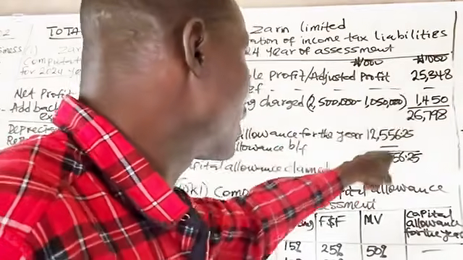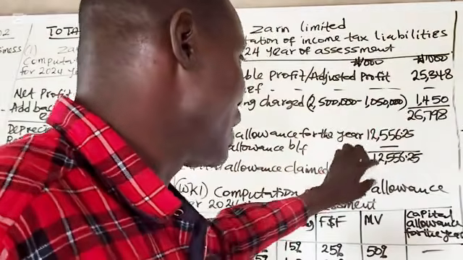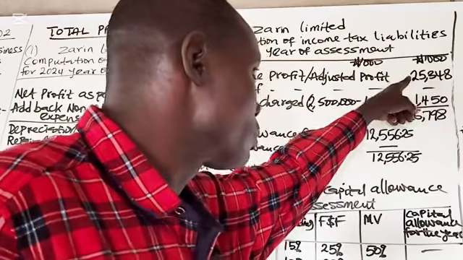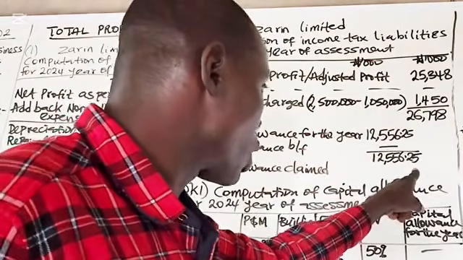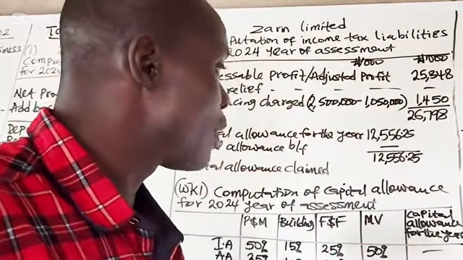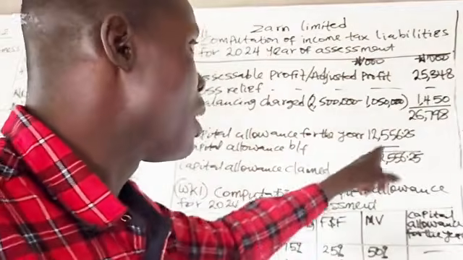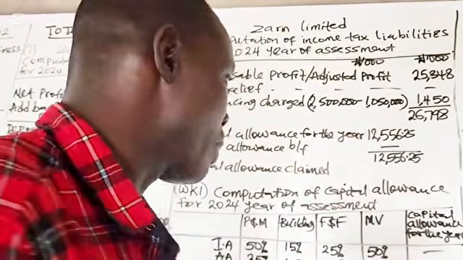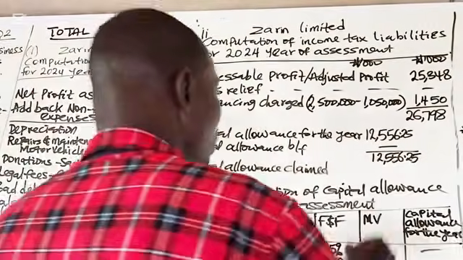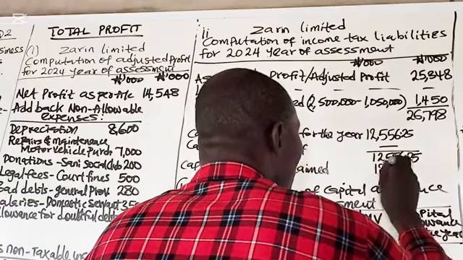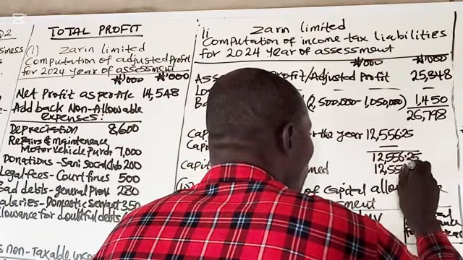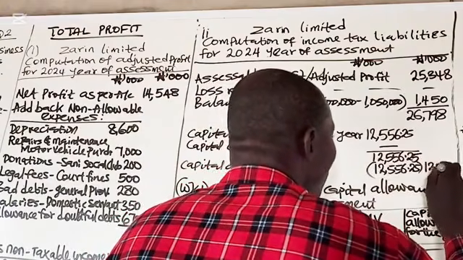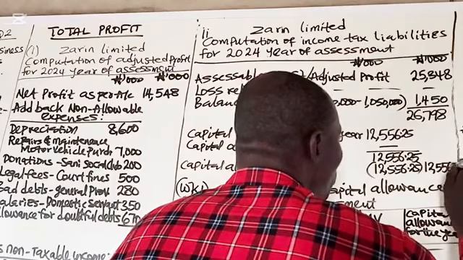But if this one is greater than 2/3 of this, that means the amount that will be claimed must not exceed 2/3 of this. So we restrict it to 2/3 of it, then the remaining ones will be carried forward to the next year of assessment. But 2/3 is greater than the capital allowance we have. That means we can claim all the capital allowance. We can utilize it in that year. So we have 12,556.25.